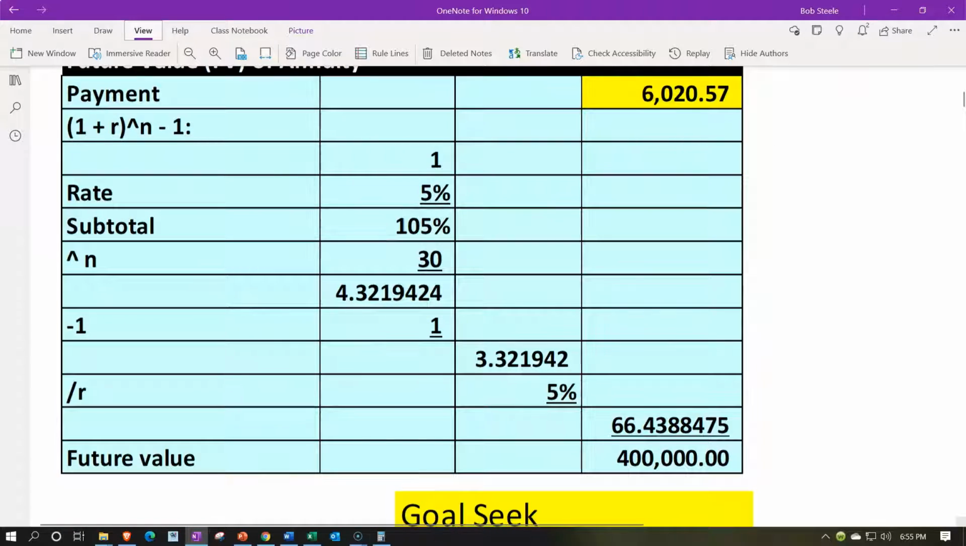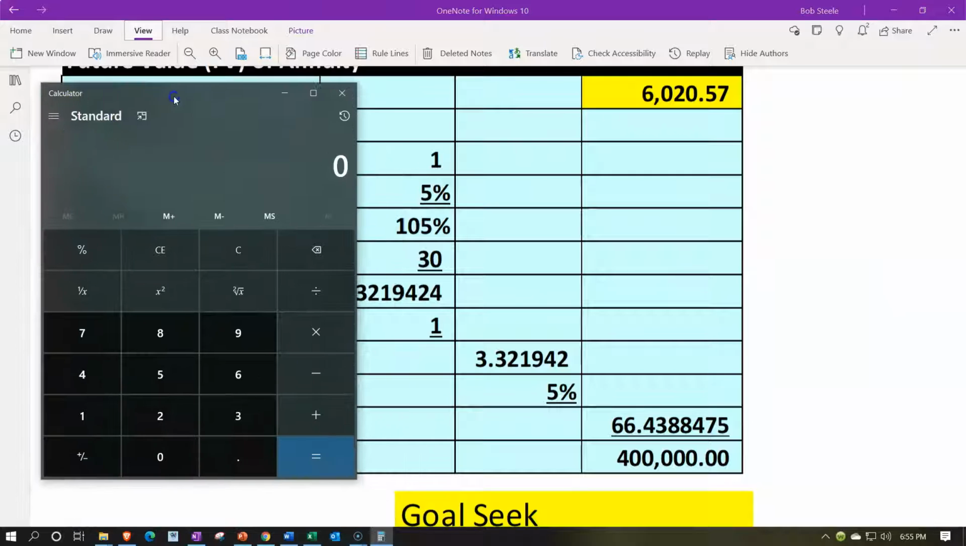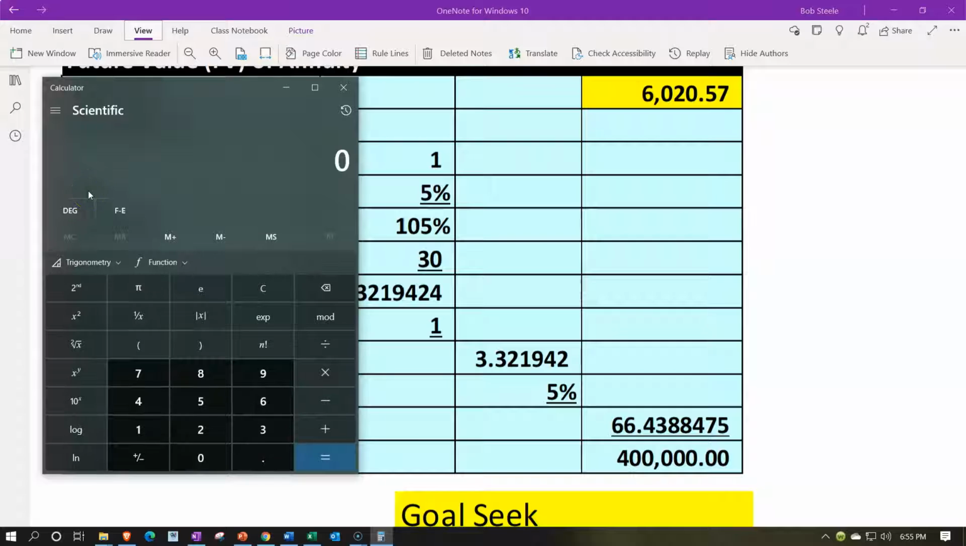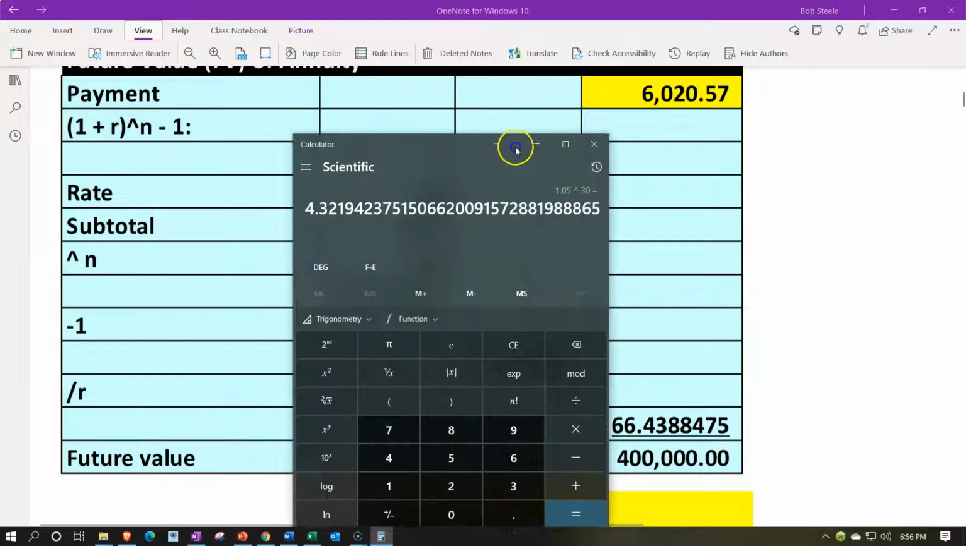I'll pull out the trusty calculator because we do need a calculator that has the ability to go to the power of. I'm going to hit the hamburger on the calculator, scientific calculator, and I'll just recalculate. This is going to be 1 plus 0.05, and then to the power of 30, which is this icon down here, caret up top, 30. And that's going to give us our 4.32 and so on and so forth.